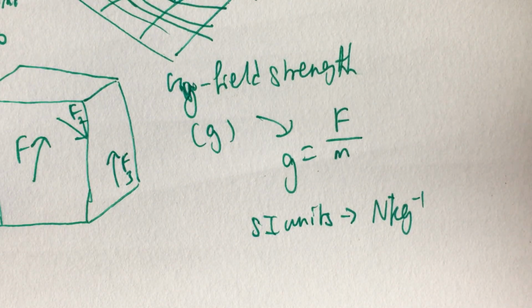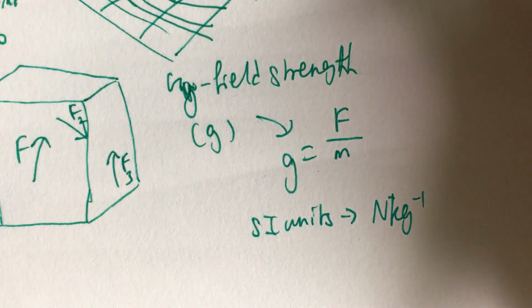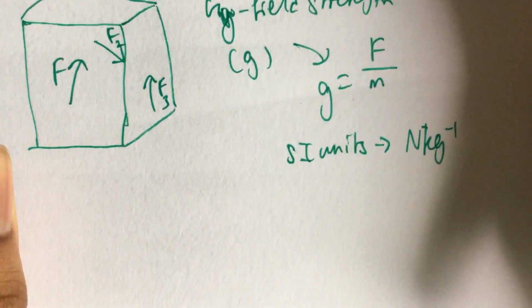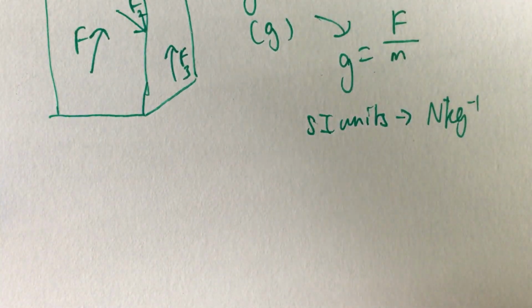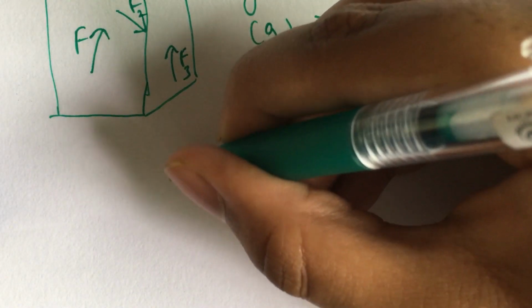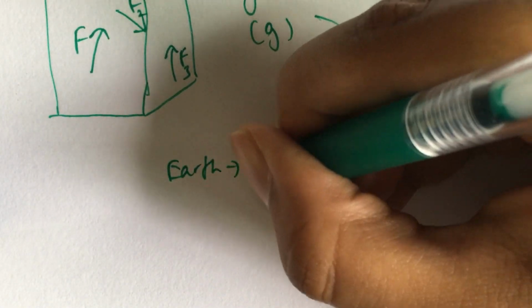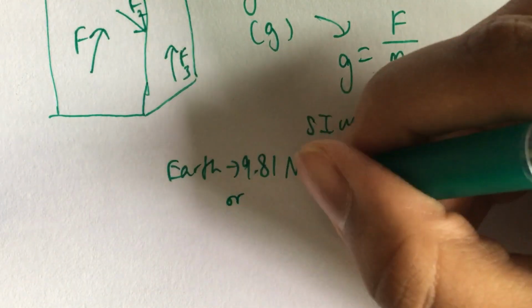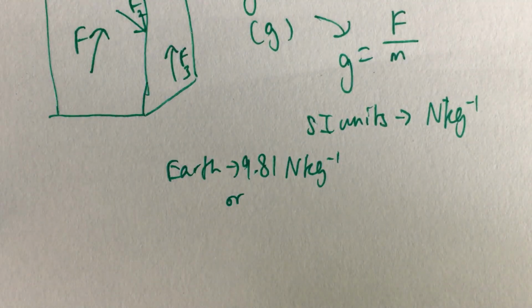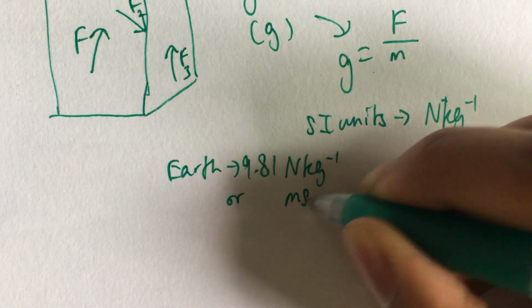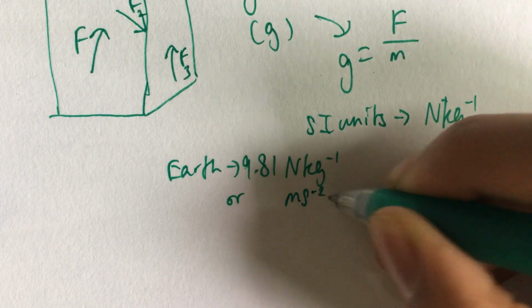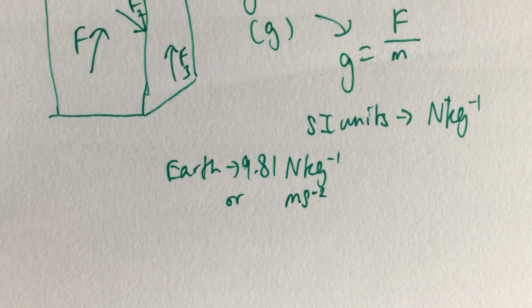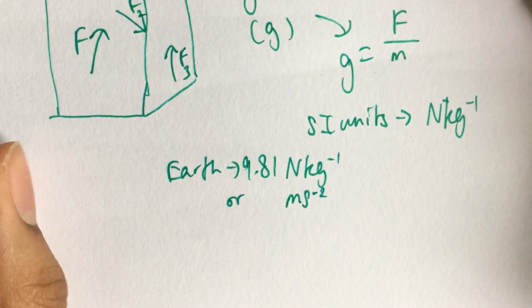For Earth, we have a gravitational field strength of 9.81 at very close distances to Earth, because the further you go, the more different it will be. So if you are standing on the floor or sitting on a chair, the force exerted on you is 9.81 newtons per kg, or 9.81 meters per second squared.